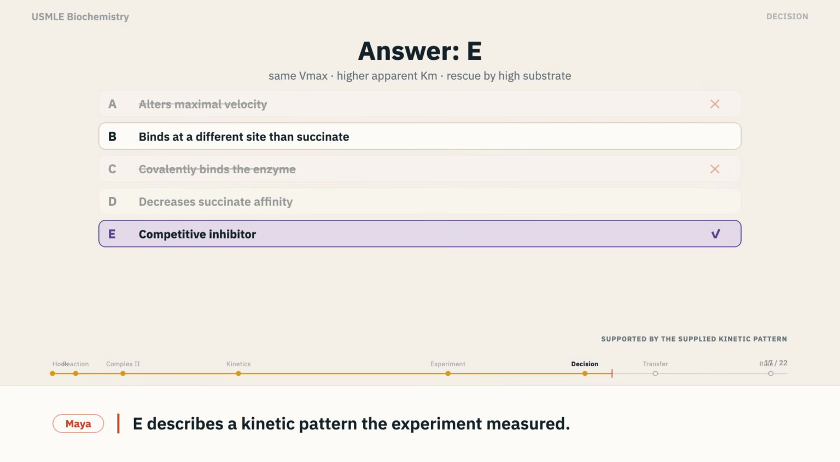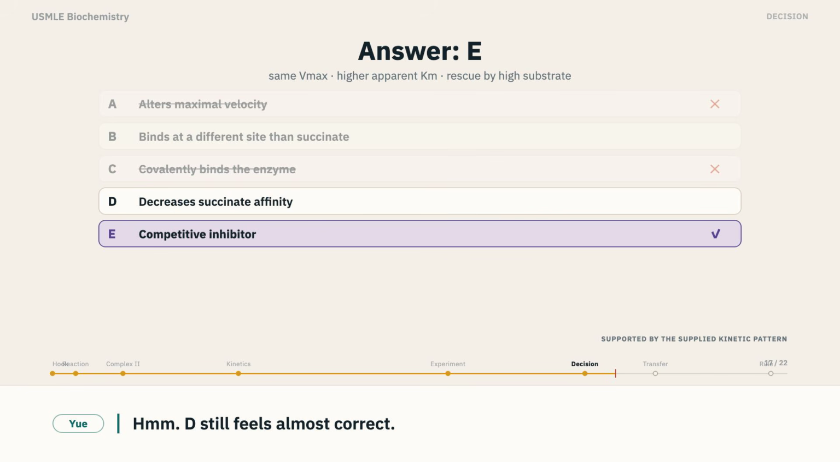E describes a kinetic pattern the experiment measured. B asserts a physical location the experiment never examined. D still feels almost correct. The apparent Km did increase. It is the strongest near miss.